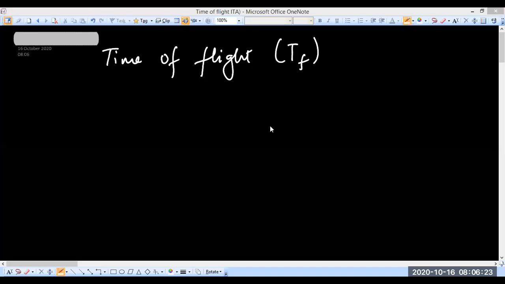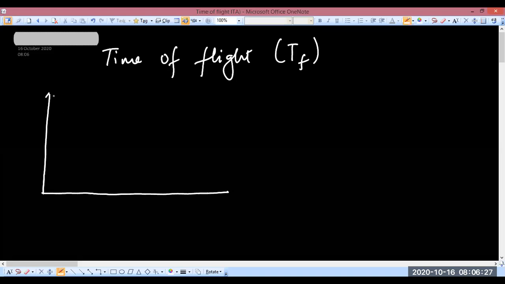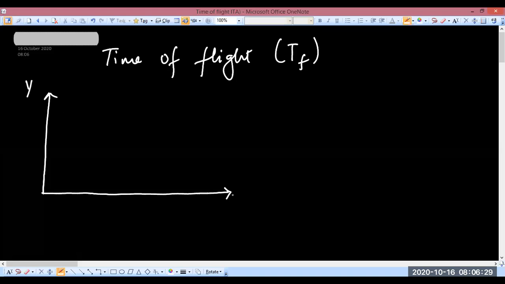Okay, so as usual, we should draw diagrams. They help us imagine what we are doing, right? So this is, let's say, the y-axis and this is the x-axis. This is ground, all right? So what we are doing is, let's say we are throwing something from origin and it falls here like this. Let's say this is the point O and this is the point A, right?